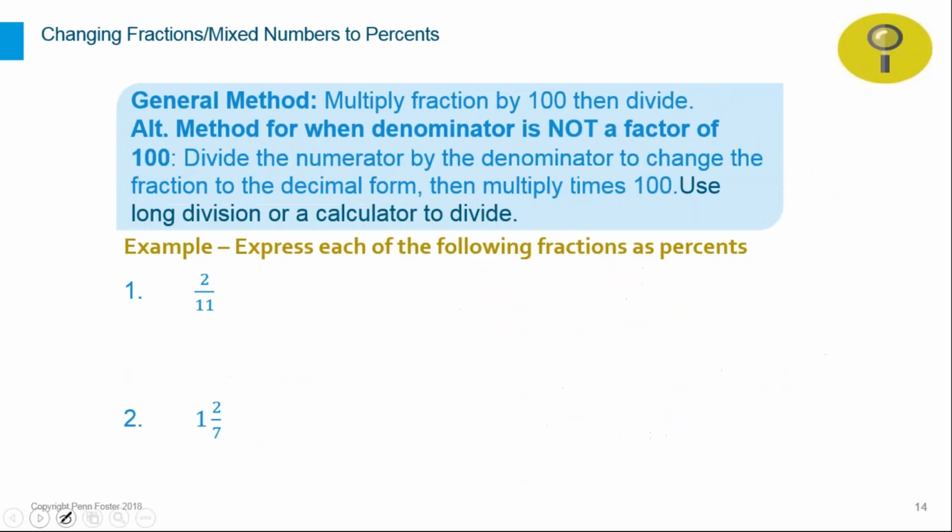Okay. Let's move on to another set of problems. Well, it's the same topic. The only difference is we're going to have denominators that are not factors of 100. So we still have the general method, which is multiply the fraction times 100 and then do multiplication, and that's it. Or I can use an alternative method whenever the denominator is not a factor of 100. The general method, I'm not going to do it all the way, but I'm just going to remind you how to do that. 2 over 11 times 100 over 1, and then you do your calculations, and that will give you the answer.